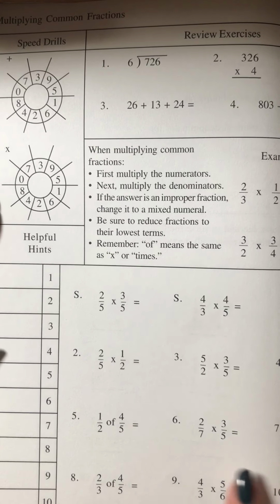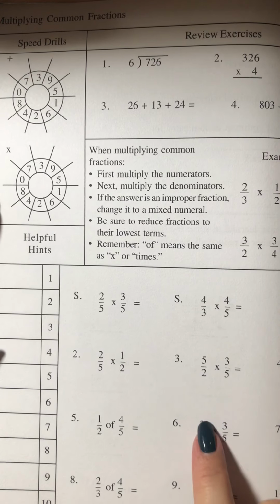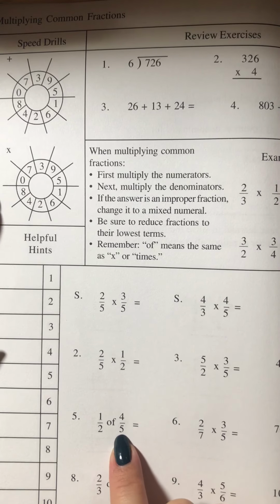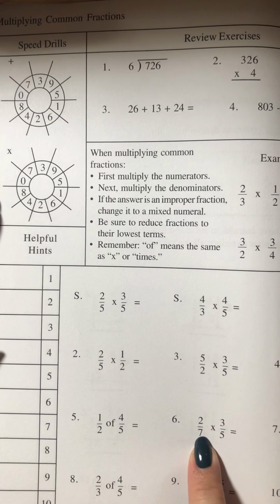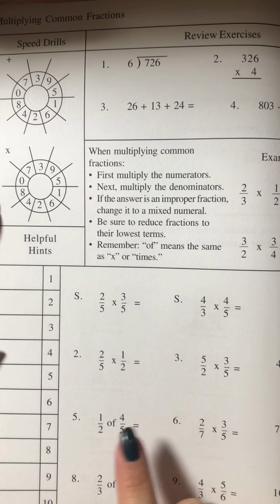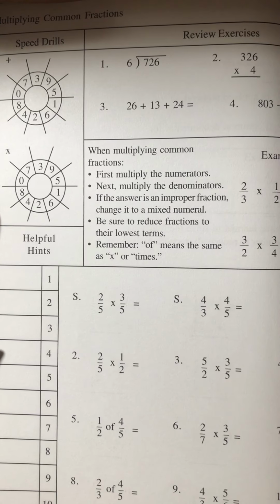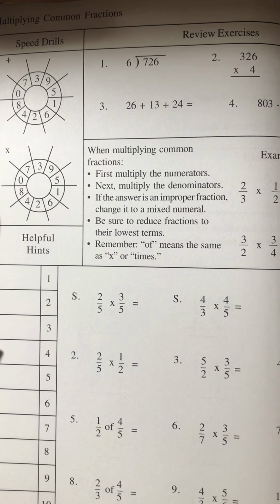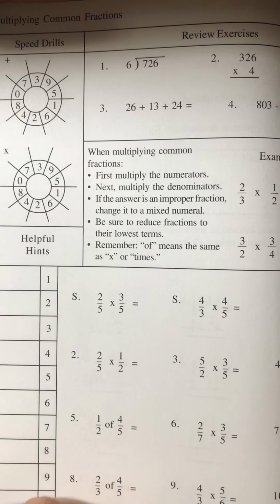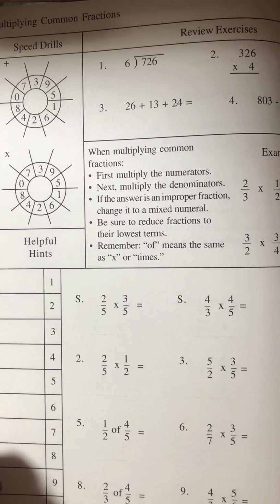Just a reminder, here where it says of, it means the same thing as times. So half of 4/5 is the same as 2/7 times 3/5. Just substitute the of for a multiplication symbol. It is just a different way of saying multiplication when it comes to fractions. So let's do our first sample, 2/5 times 3/5 over here.